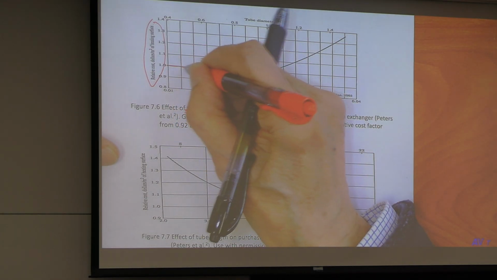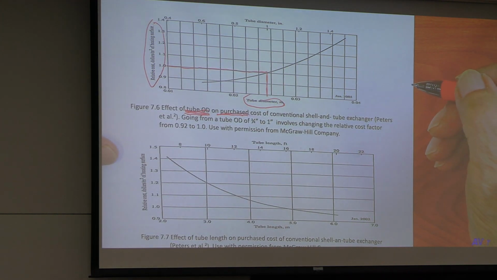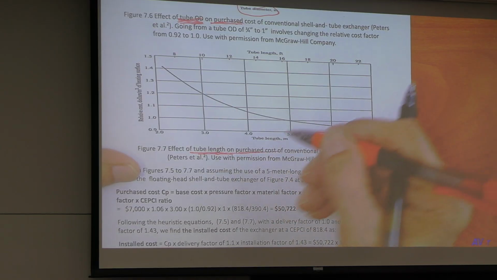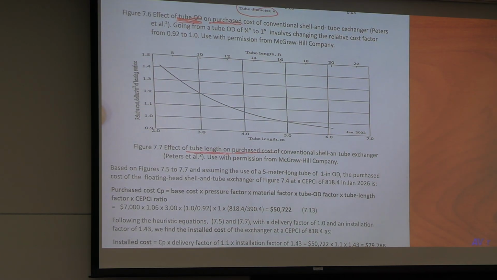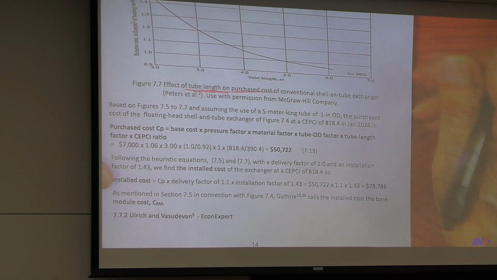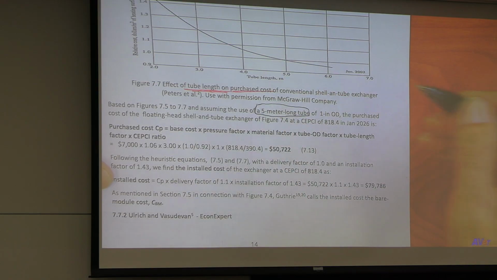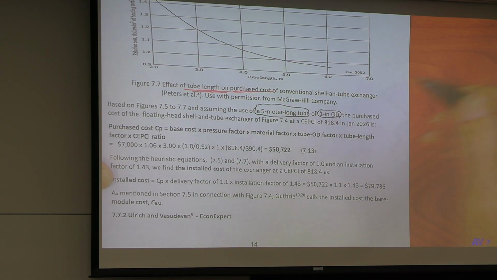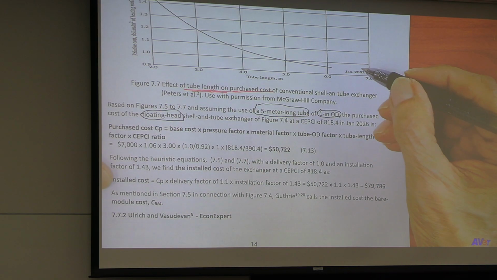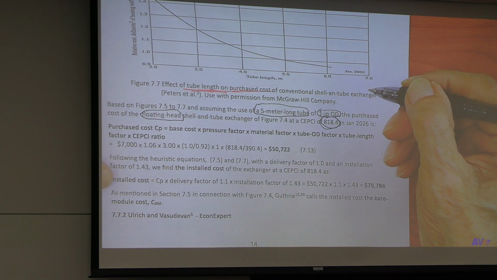So, the base case right here. Tube length on purchase cost. So now, for a 5 meter long tube, 1 inch OD, floating head, A18.4 cost index.